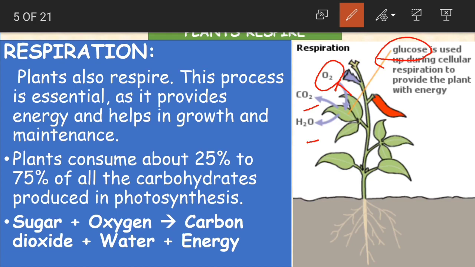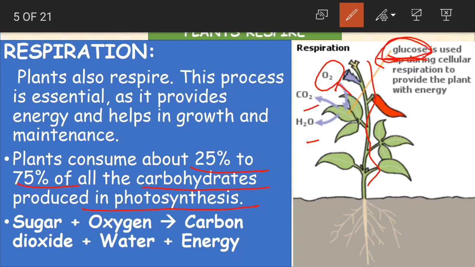See, plants consume about 25% to 75% of all the carbohydrates produced in photosynthesis. When photosynthesis is happening, glucose is nothing but what? Sugar or starch type, that glucose is produced, and that is a carbohydrate. Okay, glucose is a carbohydrate, and the plant, to stay alive, to get the energy, so what happens?